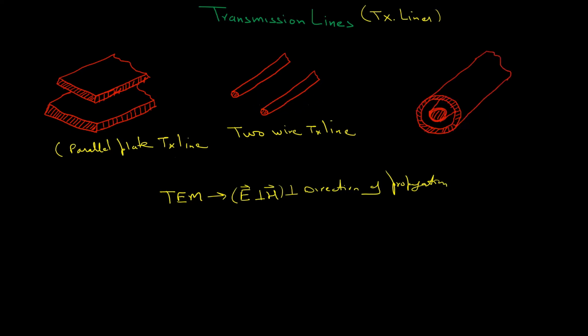Another type is the coaxial cable. Coaxial cable is used in television, cable television. So cable TV is the basic example. These are the three basic types of transmission line which support the transverse electromagnetic mode.